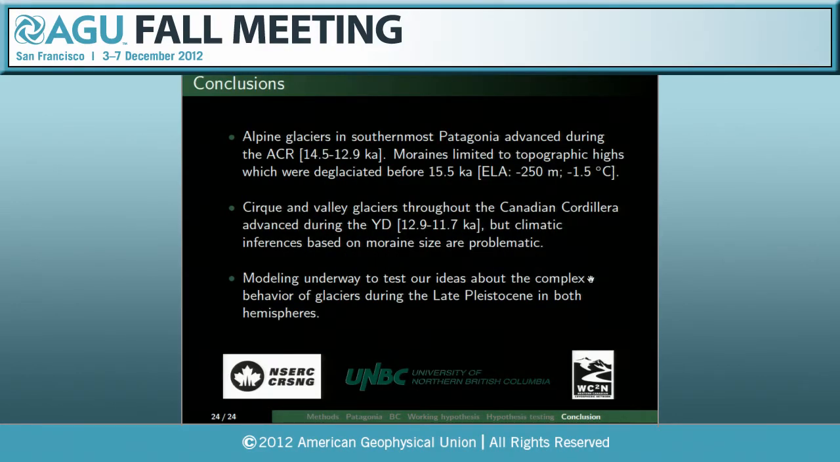So our conclusions are that in southernmost Patagonia, glaciers did advance during the ACR, in agreement with others, about a 1.5 degree temperature change, and again, that may also be certainly precipitation, with an ELA depression of about 250. Far more complex, though, is to make any sort of assumption of temperature and precipitation in the northern Canadian Cordillera, again, simply because we have this decaying ice sheet.